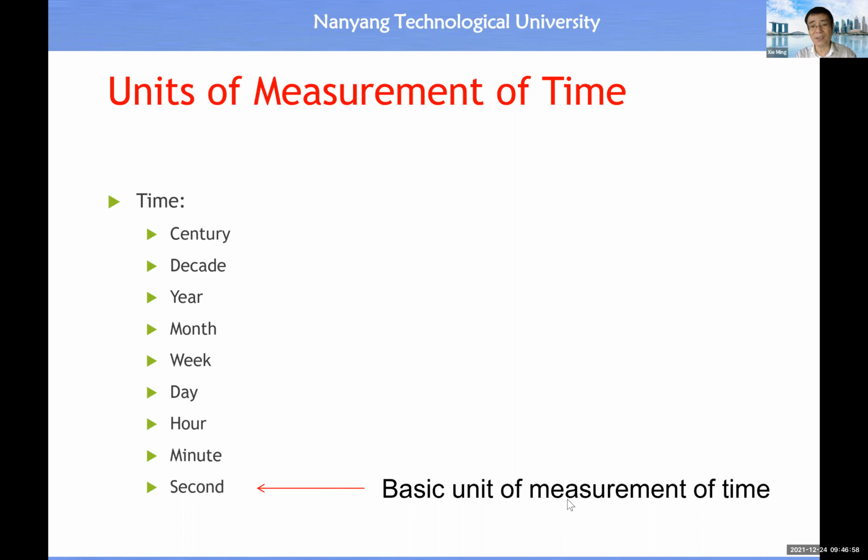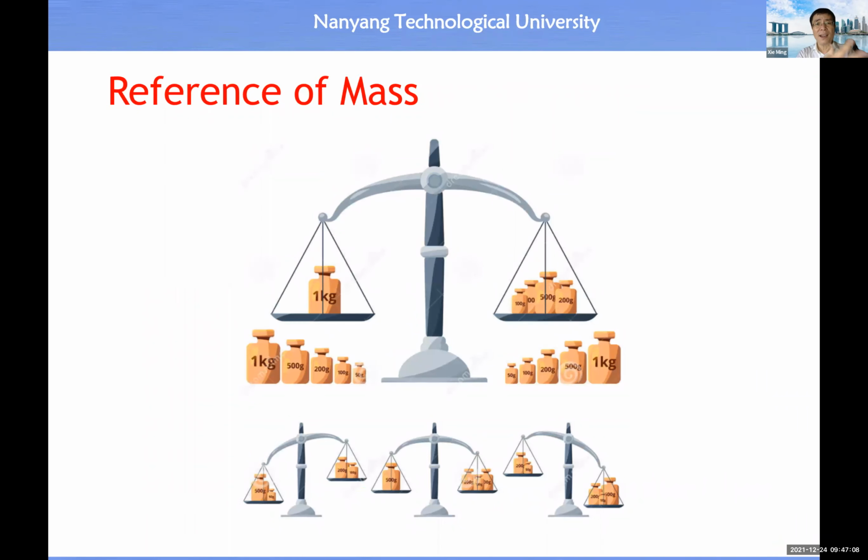But you must pay attention now, okay? In engineering, there's only one basic unit of time. Basic unit of measurement of time means a default unit of measurement for time, all right? For the mass, it's the same. We have a reference. This is 1 kg, this is 0.5 kg, 0.2 kg, 0.1 kg, 0.05 kg, etc. Then we do the comparison, then we know what should be the weight of any object. So you see, we have this mass which serves as a reference for the weight, all right?